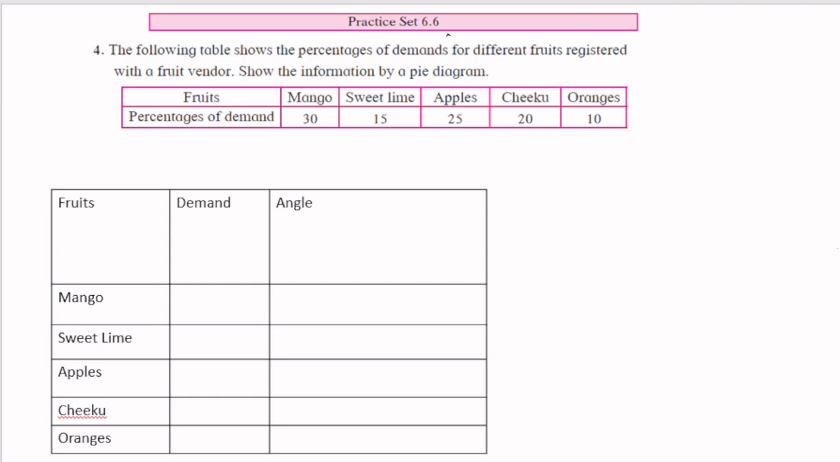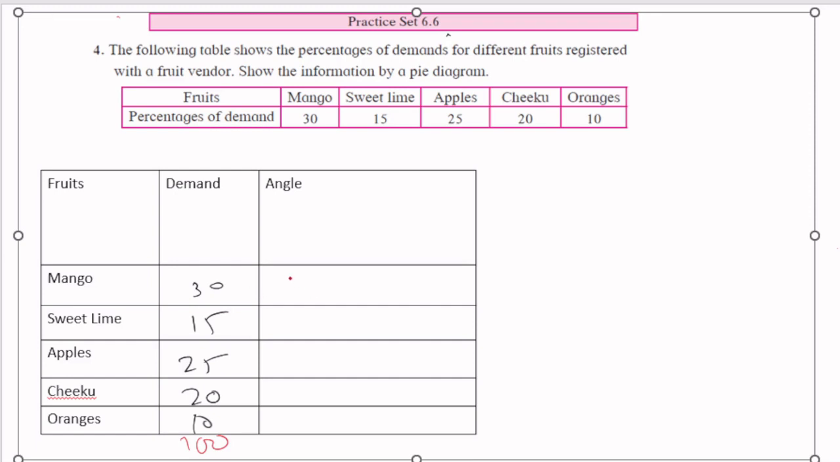No formula, nothing. Okay, let's write the demands quickly. And what is the sum of these? After adding, it will be 100. So 100 is the total sum. Now what next do you have to do? You have to find the angle. How? Using one little formula.